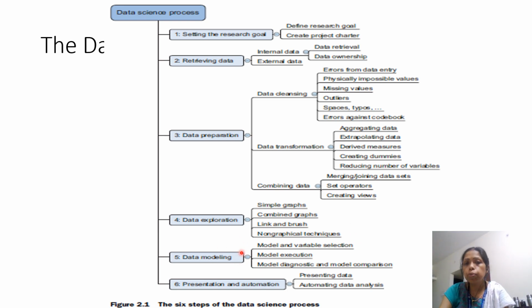After exploring, sometimes you need to remove some data from the data set, and then you go for data modeling. Without exploring the data, we cannot decide which modeling is required. Under data modeling, you have model evaluation, model execution, model selection, and model deployment. All these things we will discuss in the coming lecture.